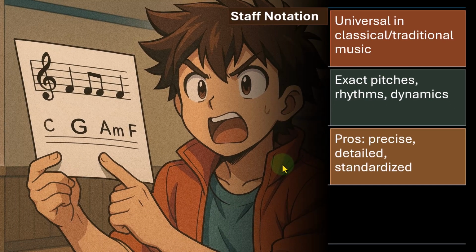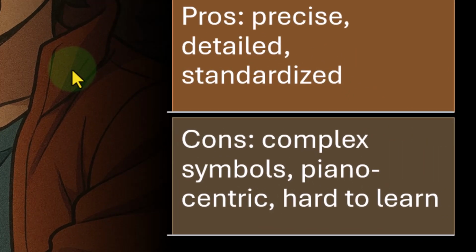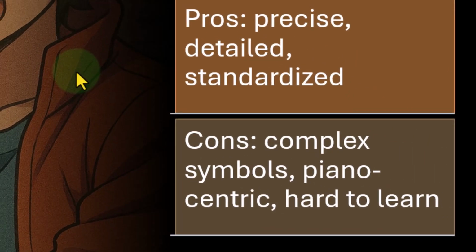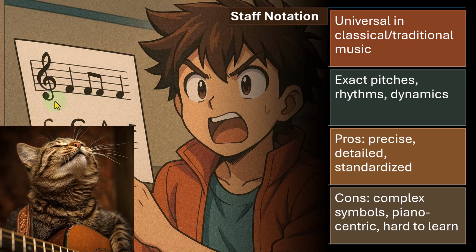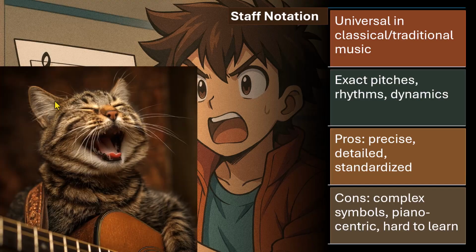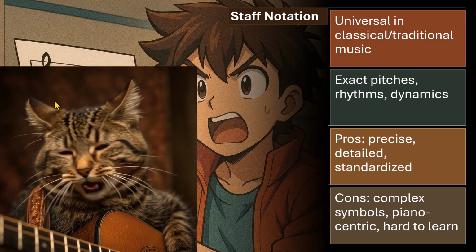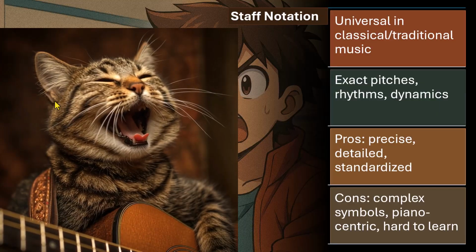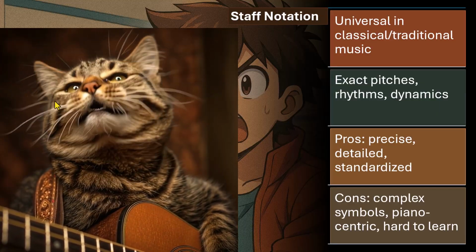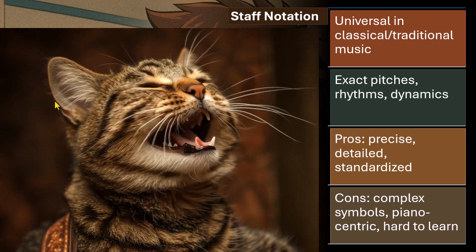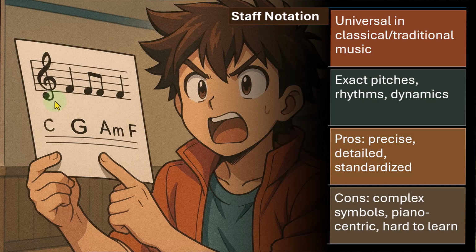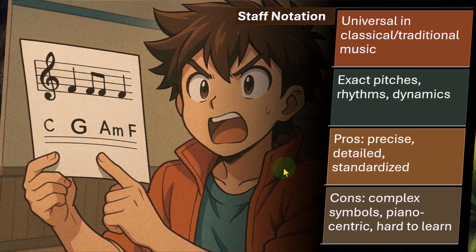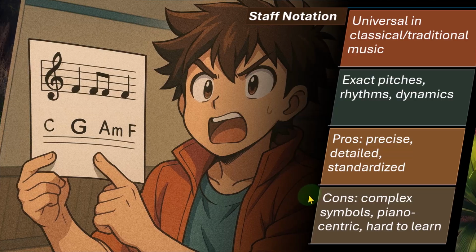So the pros: sheet music is precise, detailed, and standardized. The cons: it's a complex system, piano-centric, and hard to follow. The system uses symbols that almost look like they're designed to be confusing. They use sharps and flats, which only have any real utility on a piano, because on any other instrument you don't really think in sharps and flats. The piano has different fingering for different sharps and flats within the system, so again, it's designed off of the piano.